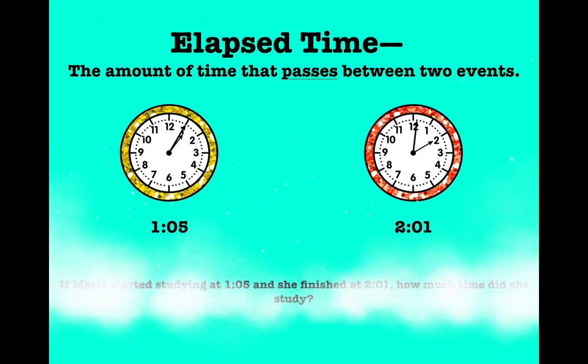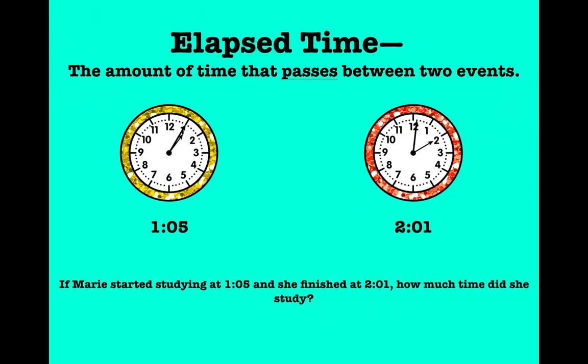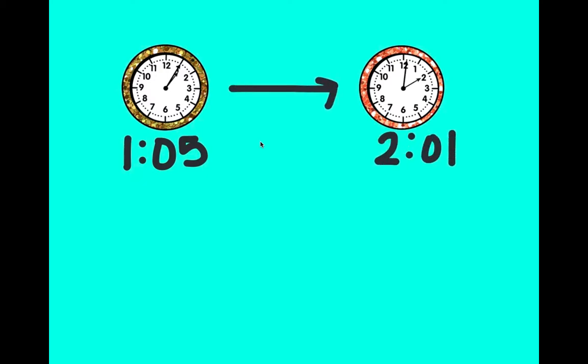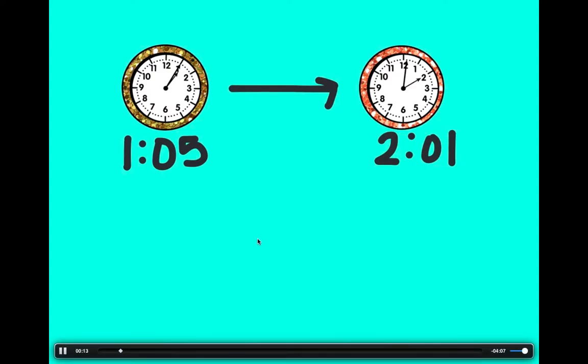And the question says, if Marie started studying at 1:05 and she finished at 2:01, how much time did she study? Let's check out some ways that we can figure that out. Okay, so here's what we know. We know that Marie started studying at 1:05, and we know that she studied until 2:01. So the question wants us to figure out exactly how many minutes did Marie study.